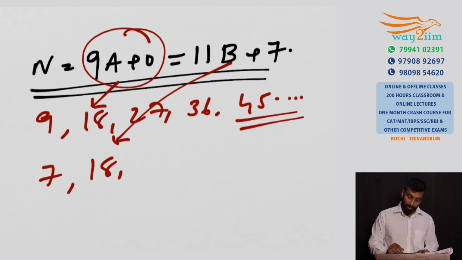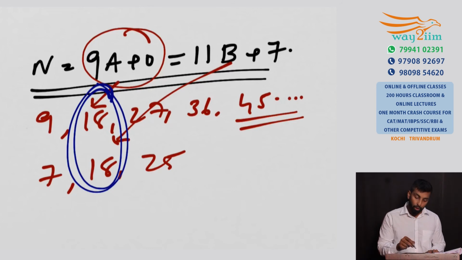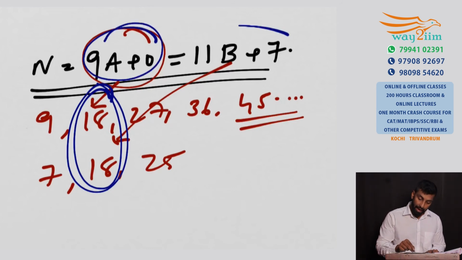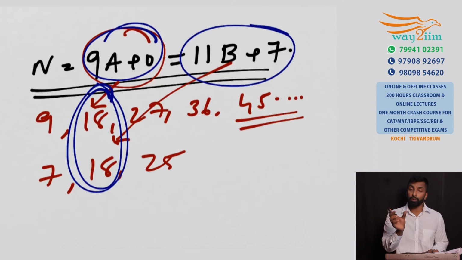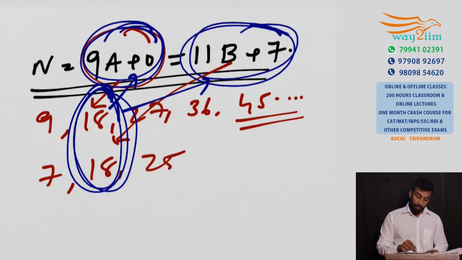Next will be 18, next will be 25, but here I got the common term. Now when I get the common term, what does it mean? This satisfies both conditions, 9a plus 0 and 11b plus 7. So what was the n given to us? 1, 2, 1, 2, up to 300 digits. Here what we got is 18, which also satisfies both conditions. The 300-digit number will satisfy this condition: when divided by 9 it leaves remainder 0, when divided by 11 it leaves remainder 7. My smaller number 18 will also satisfy the condition.